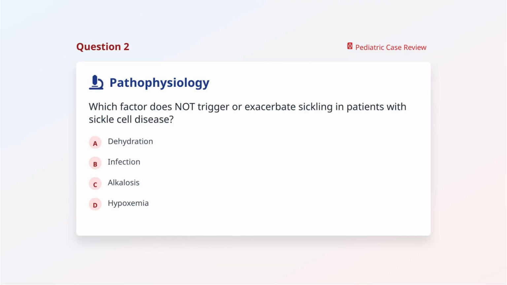Which factor does not trigger or exacerbate sickling in patients with sickle cell disease? Option A, dehydration. Option B, infection. Option C, alkalosis. Option D, hypoxemia. Consider the pathophysiology of hemoglobin S polymerization and how various physiological conditions affect the sickling process. Think about the oxygen dissociation curve and how pH changes impact hemoglobin behavior.